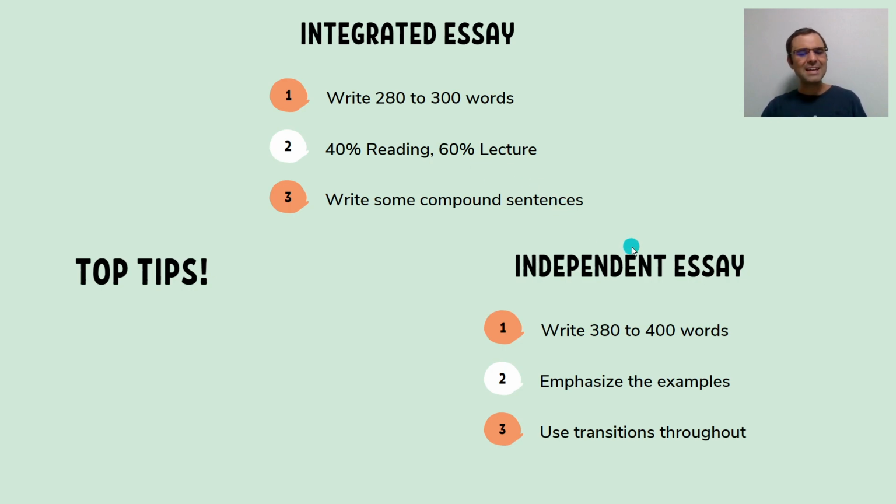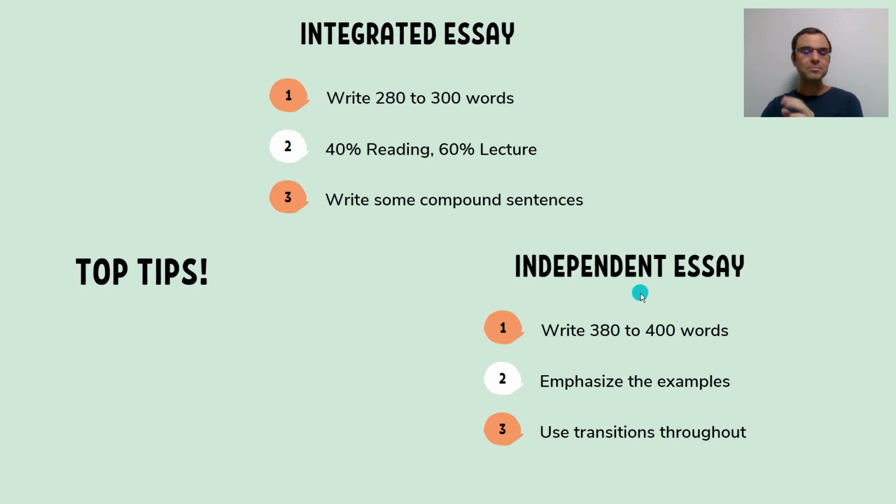For the independent essay, it's going to be longer because you've got more time. In this case, I recommend 380 to 400 words. I really want you to emphasize those examples. When I write essays, the example makes up about 60% of the total word count. I feel that results in a more varied vocabulary and slightly more grammatical complexity, not to mention a stronger overall argument.